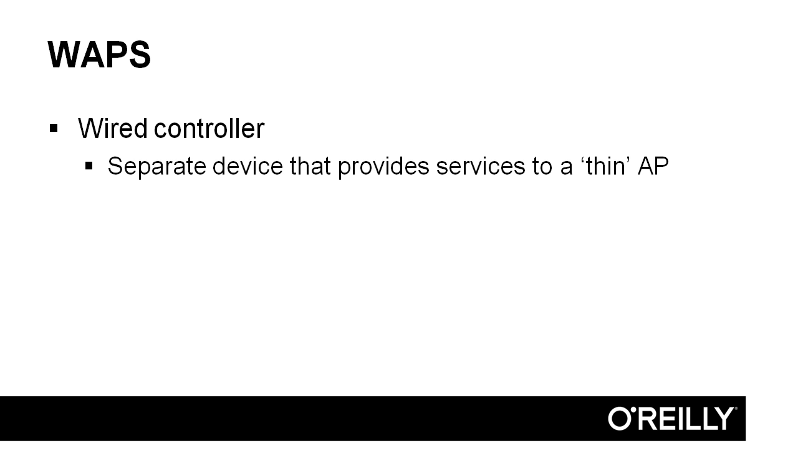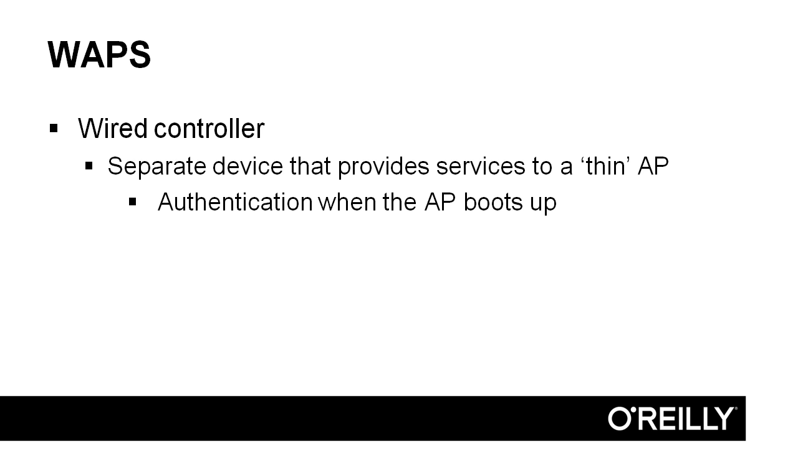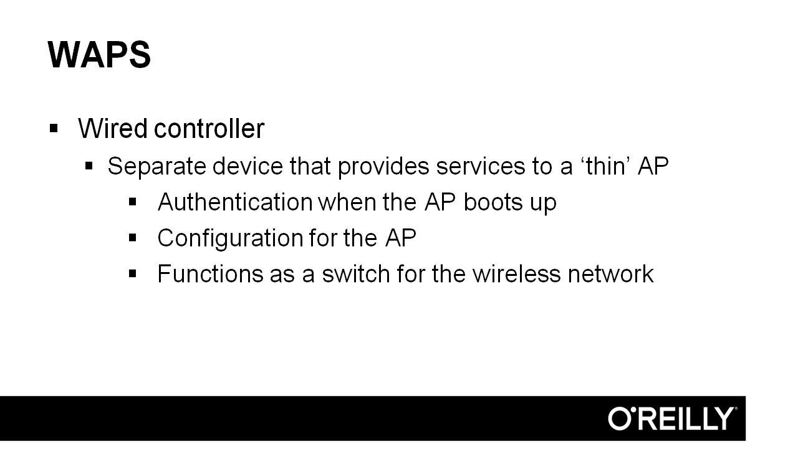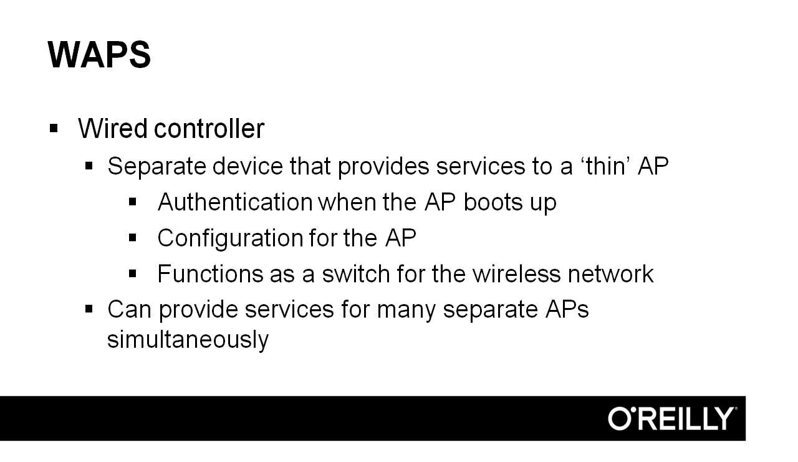So we can put multiple access points all over our building and then have them all connected back to the wired controller. And the AP will authenticate to the wired controller when the AP boots up. The wired controller provides all the configuration information for the AP, and it also functions as a switch for the wireless network. Now, this is really cool because it allows us to manage a lot of these things very, very easily. And we can also provide services for a lot of separate APs simultaneously. So if you see wired controller on the exam, that's what they're talking about. We also have the ability to do centralized administration.